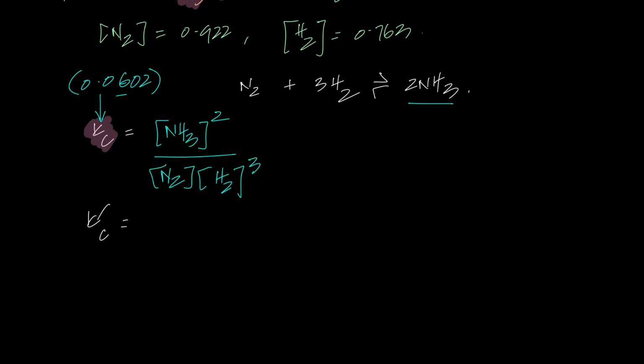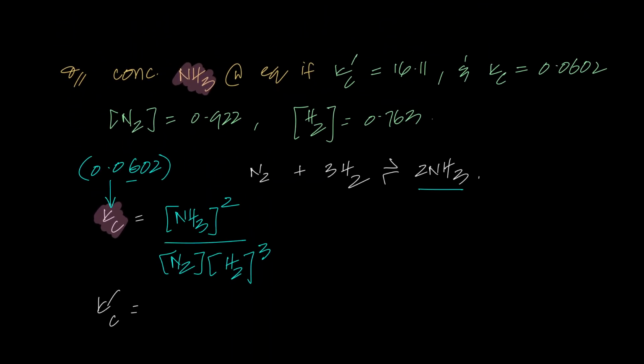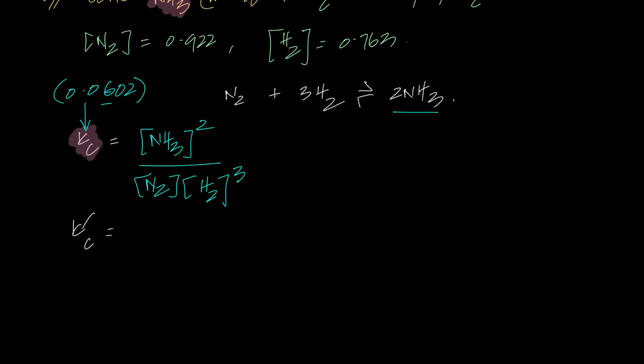You can calculate it very easily. Call the unknown x, so x squared, and N2 is 0.922, H2 is 0.763. You multiply all of this and then take the square root. Those of you who are math geeks might think, sir, the square root gives us plus and minus both values. Absolutely, it does, but concentration can never be negative, so you take the positive value. Easy peasy. I hope you can calculate it.